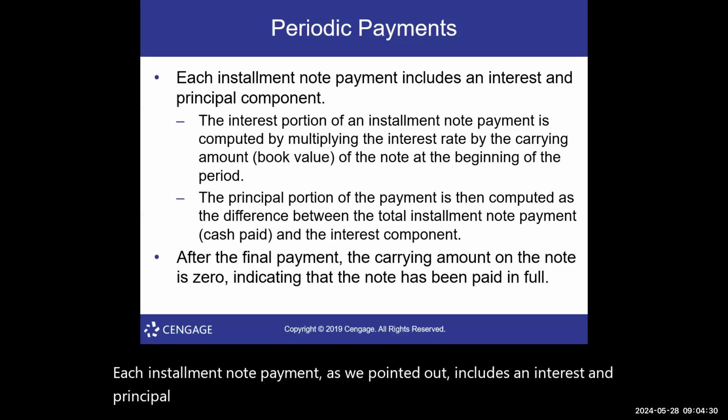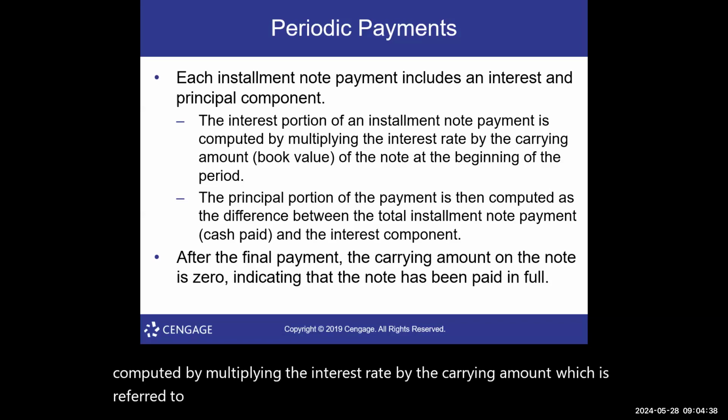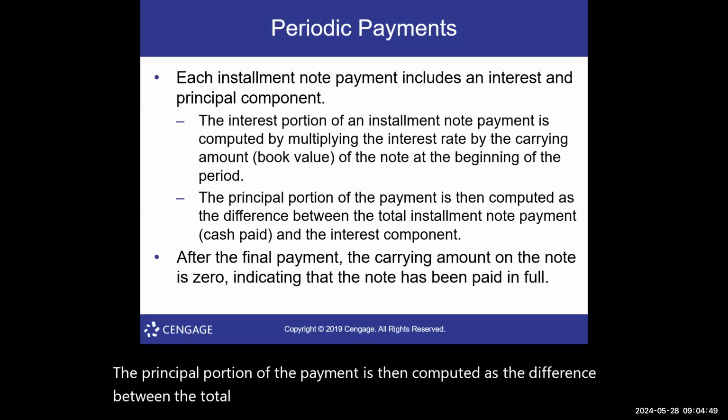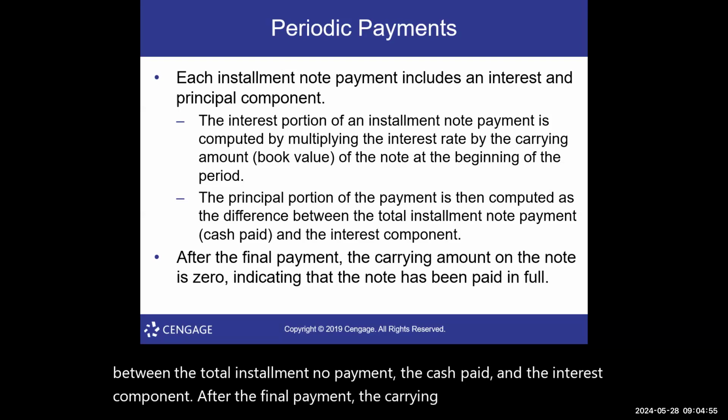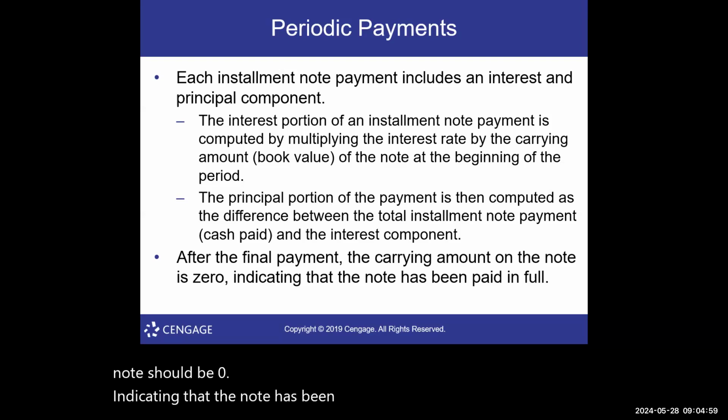The interest portion of an installment note payable is computed by multiplying the interest rate by the carrying amount, which is referred to as the book value of the note at the beginning of the period. The principal portion of the payment is then computed as the difference between the total installment note payment, the cash paid, and the interest component. After the final payment, the carrying amount of the note should be zero, indicating that the note has been paid in full.